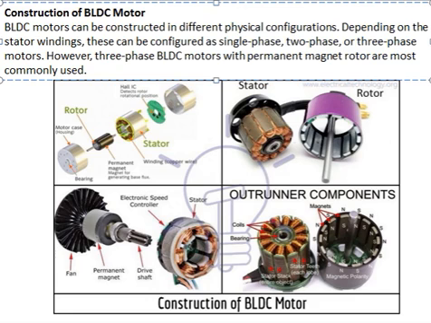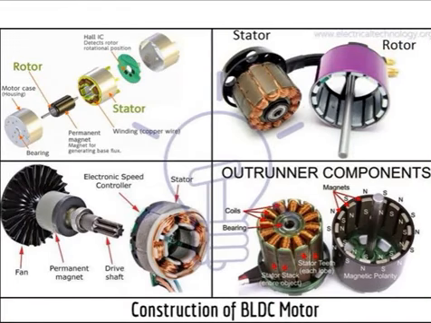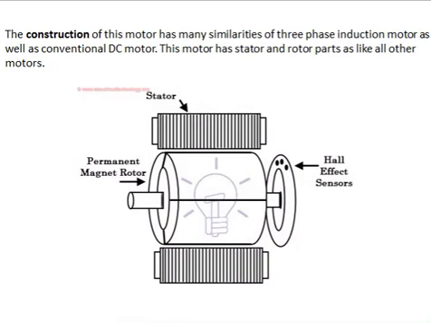Construction of BLDC motor. BLDC motors can be constructed in different physical configurations. Depending on the stator windings, these can be configured as single-phase, two-phase, or three-phase motors. However, three-phase BLDC motors with permanent magnet rotor are most commonly used. The construction of this motor has many similarities to three-phase induction motor as well as conventional DC motor. This motor has stator and rotor parts, as like all other motors.